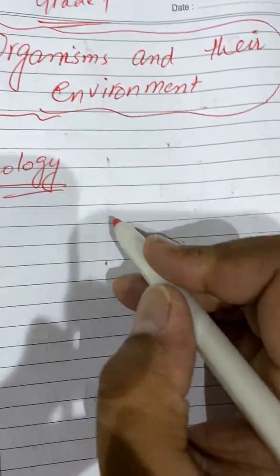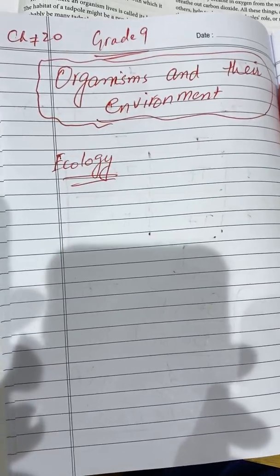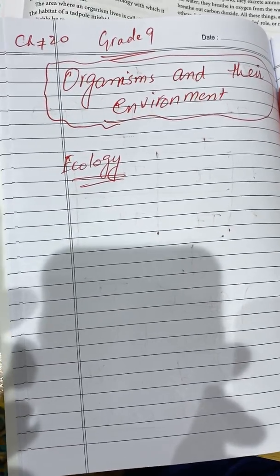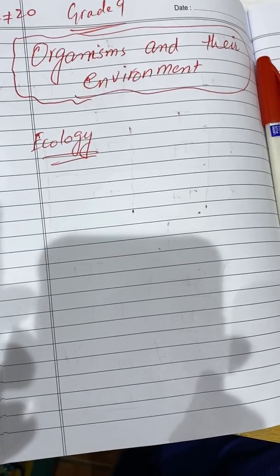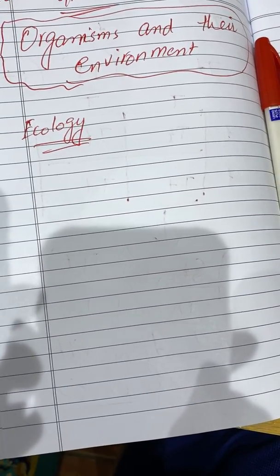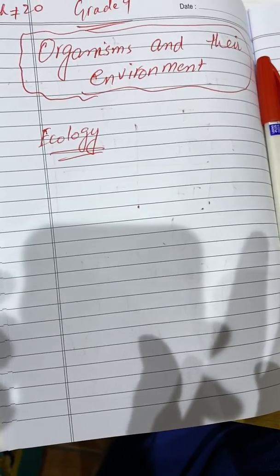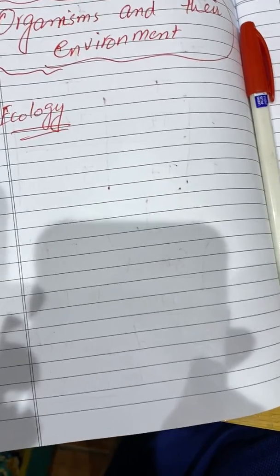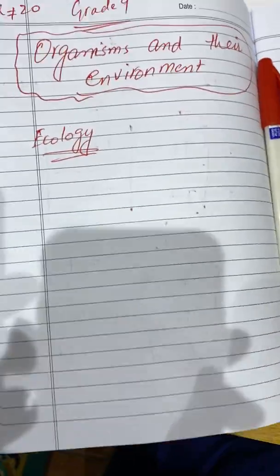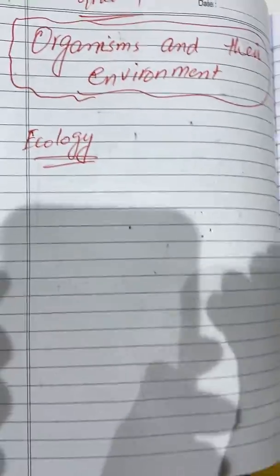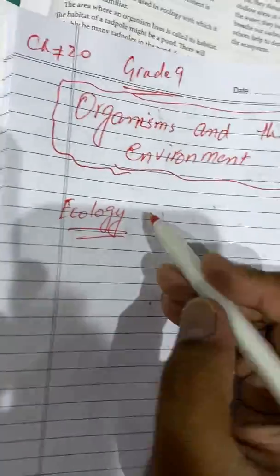Ecology means that living organisms like animals and plants are not isolated. They are affected by their surroundings or environment, and their environment is also affected by them. So they have interaction between the environment, surroundings, and between each other, animals and plants. The study of living organisms and their interaction with their surroundings and environment is called ecology.